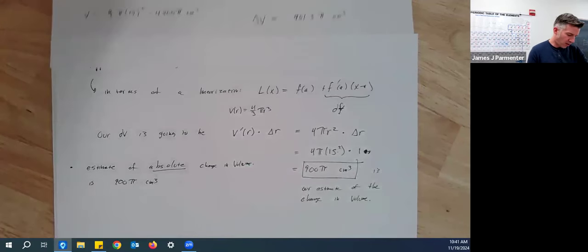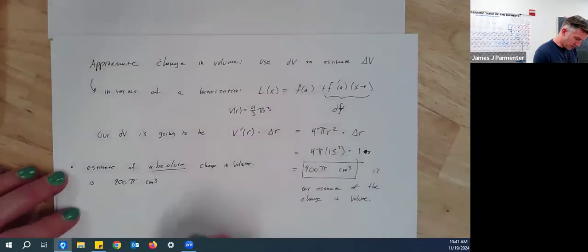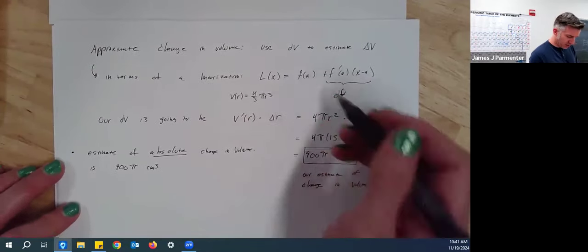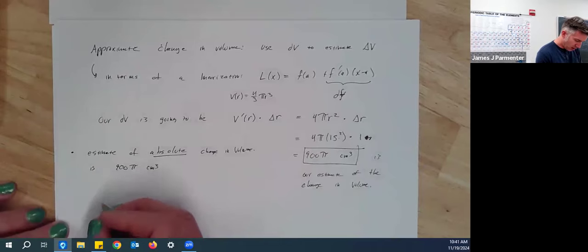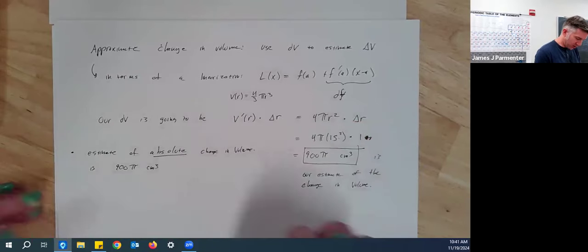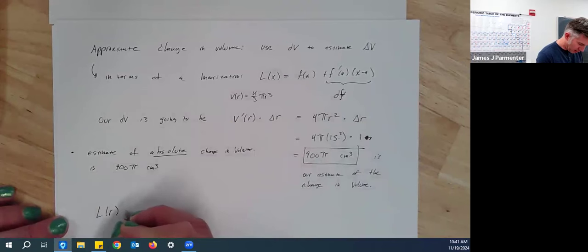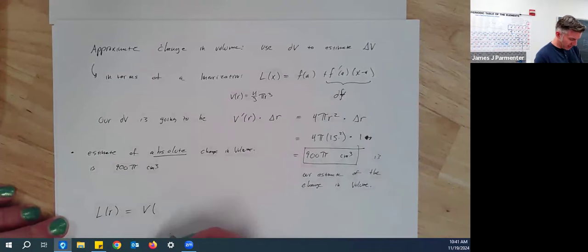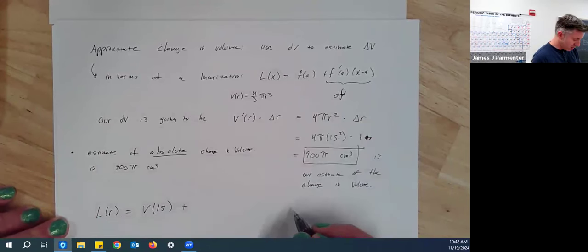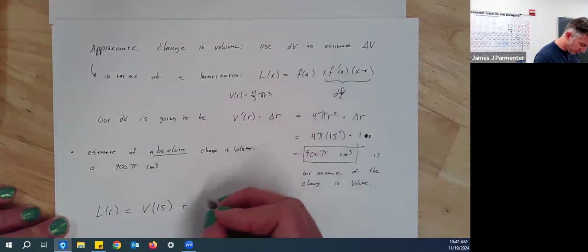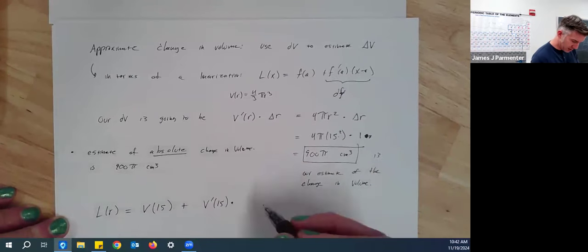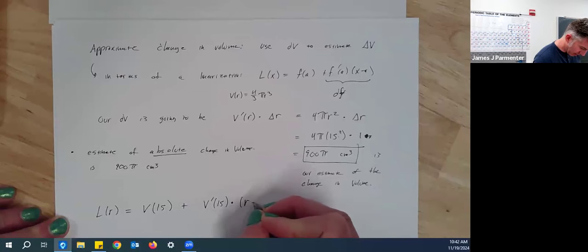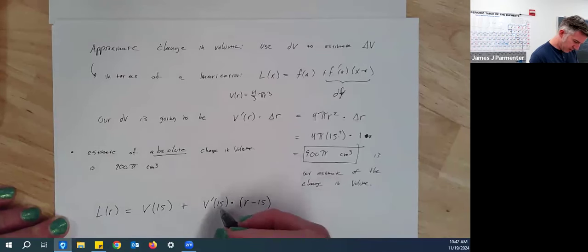Because of how our linearization formula works, let me back up a little bit. Here is our linearization, where I'm going to use r instead of x. It is our volume at our nice value, 15, plus the change in volume, which is the derivative, the slope, multiplied by the run, which in this case is r minus 15.